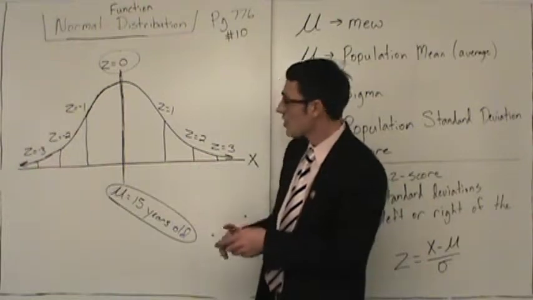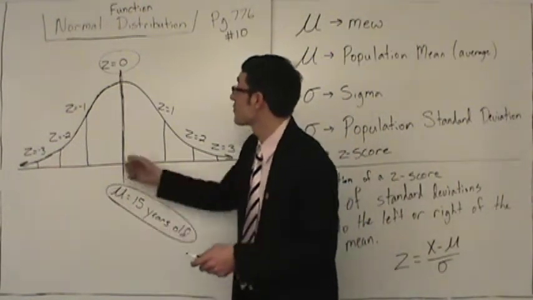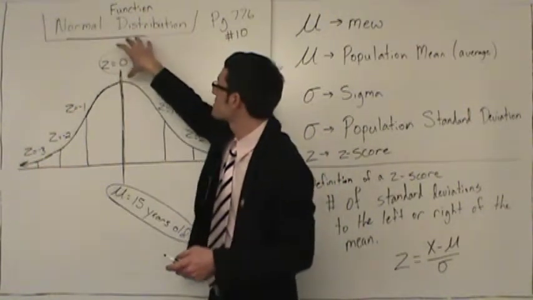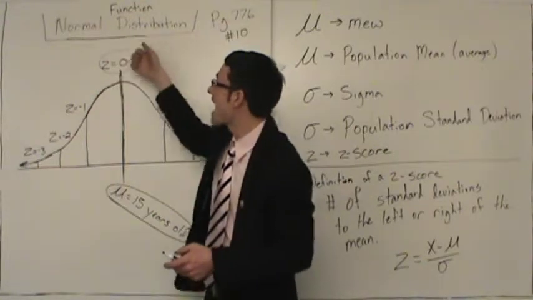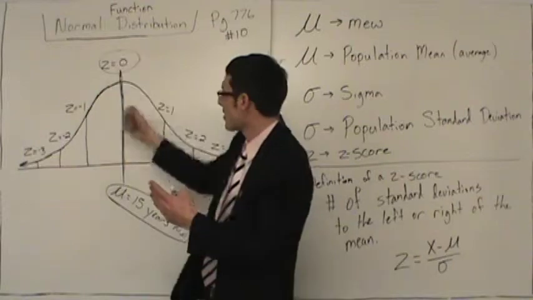Question: what is the Z-score for the mean? The Z-score for the mean is 0, meaning a Z-score of 0 means no standard deviations left or right of the mean. We are at the mean. So a Z-score of 0 means we are not left or right of the mean.